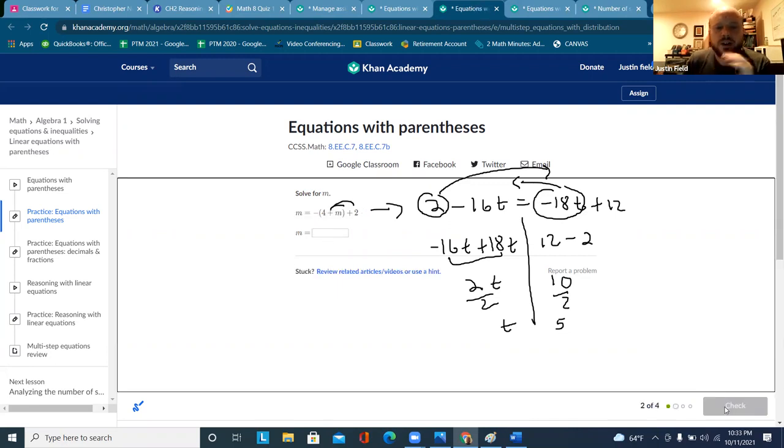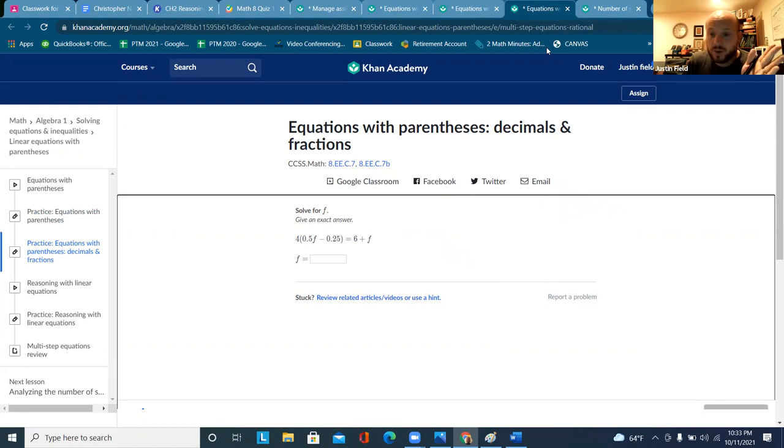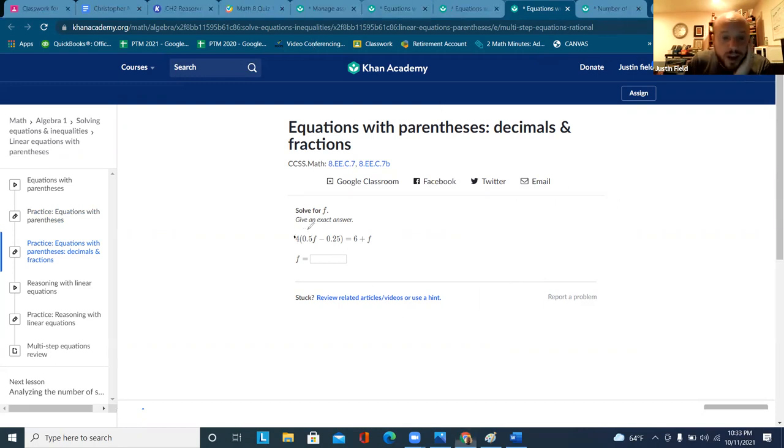All right, so now let's move on. Whoa, decimals. All right. We're going to get through this together. It's all right. It's 0.5, 0.25. We could do this. Okay, so distribute. We have parentheses there. We're going to distribute first thing. 4 times 0.5 is half of 4, is 2. 4 times 0.25 means a quarter of 4, which is 1.